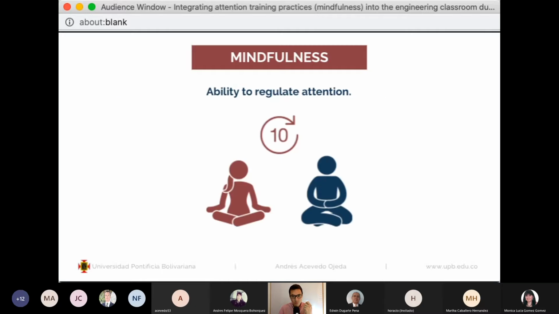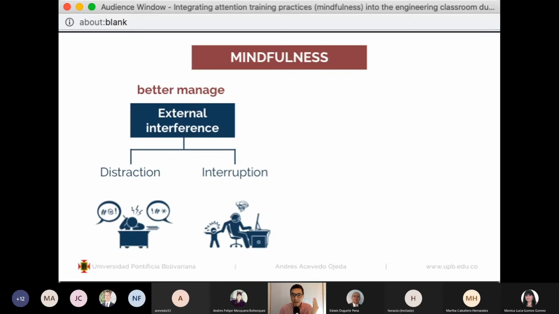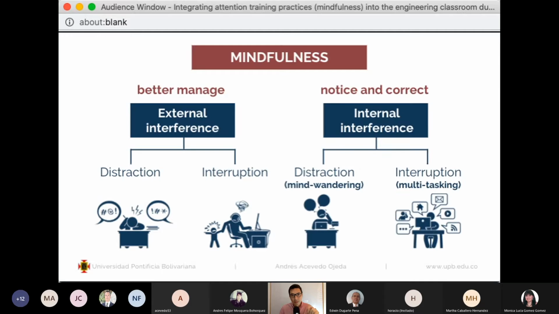It has been shown that if you do only 10 minutes of mindfulness practice every day, something remarkable starts to happen in your ability to regulate attention. Mindfulness can help us to better manage all external interference, but it can mostly help us to notice and correct for internal interference, mind wandering and multitasking.